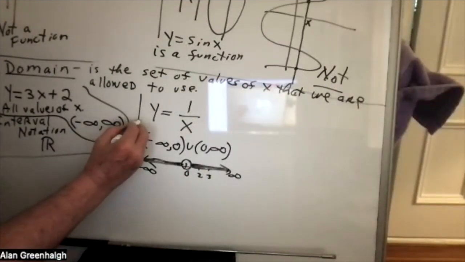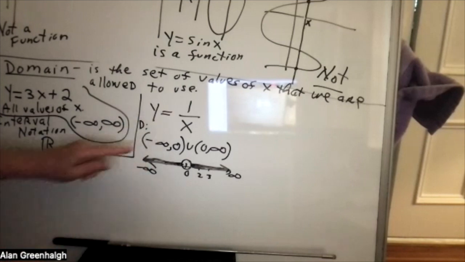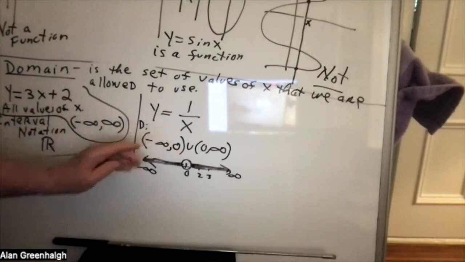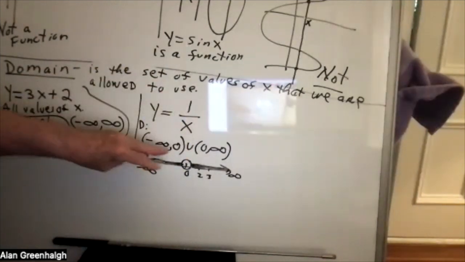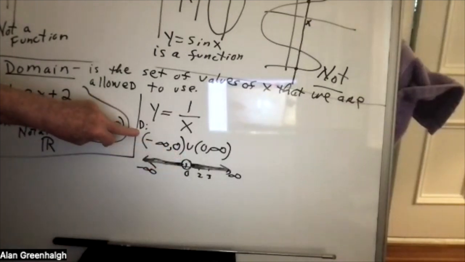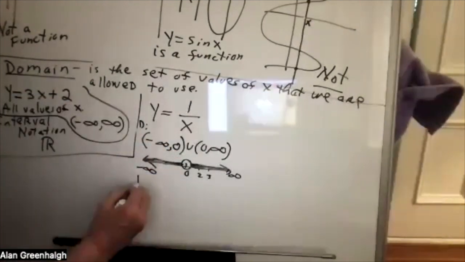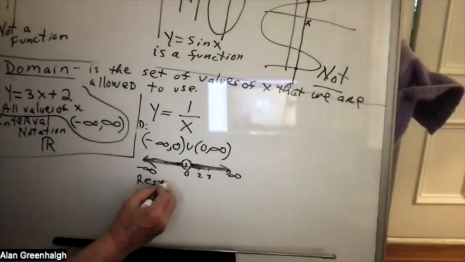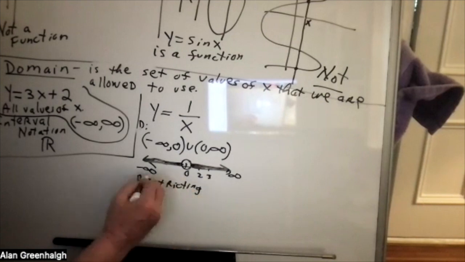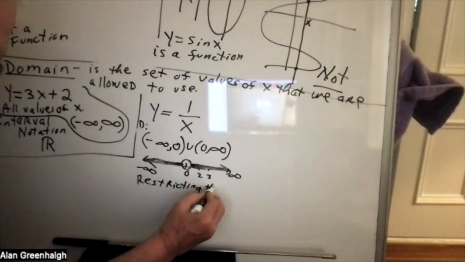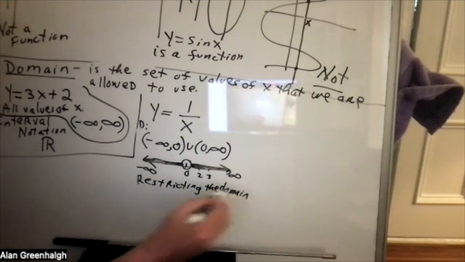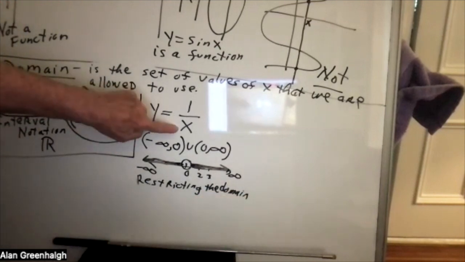So this is the domain right here. Negative infinity to 0. But when you get to 0, you jump over 0. So what we're doing in this situation is we're restricting the domain. This is a domain, but only if we restrict it so that 0 is not included.